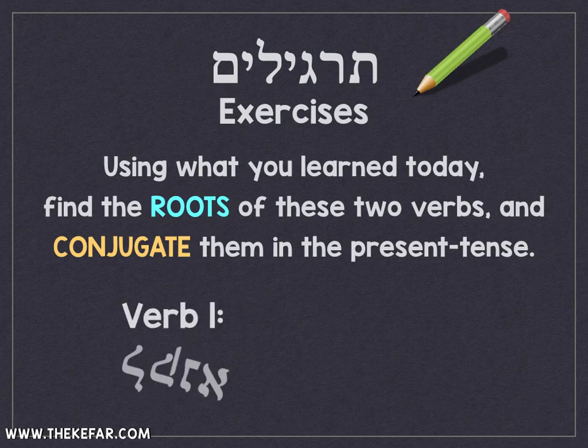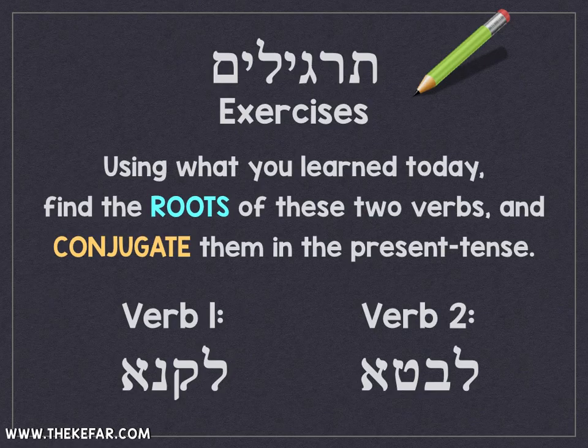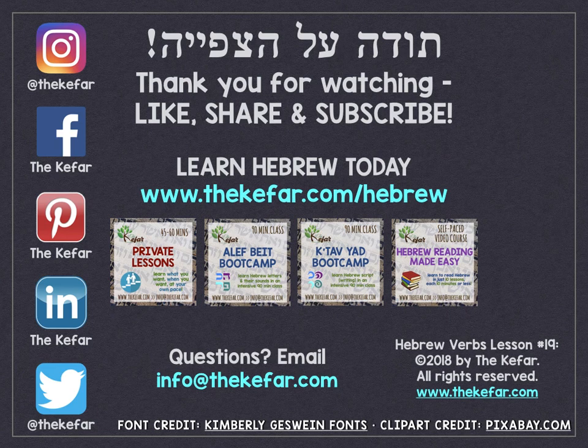So your first verb is lekane, which is to be jealous. And your second verb is levate, which is to express, like to express something or express yourself. All right, so I will see you next time with the answers to those exercises.